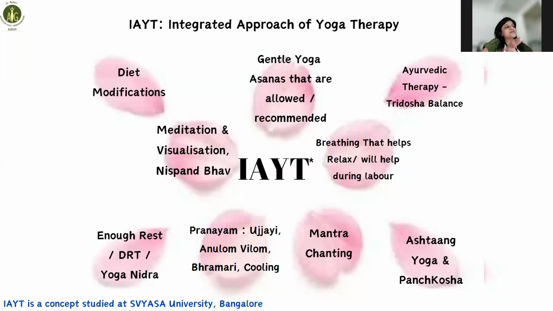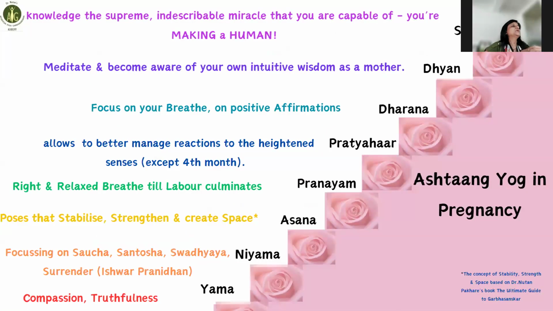the three dosha balancing, diet modifications. There has to be enough rest. The DRT, deep relaxation technique, yoga nidra has to be adopted. Pranayam, like I mentioned, mantra chanting, so important, and Ashtanga Yoga and Panchakosha. Now we'll just briefly look into how Ashtanga Yoga in pregnancy can be connected. So especially the yamas, we know the 5 yamas, but very important is compassion, truthfulness during pregnancy, the niyamas of Saucha, cleanliness, Santosha, Swadhyaya, self-study, which Nutan ma'am keeps telling us about.